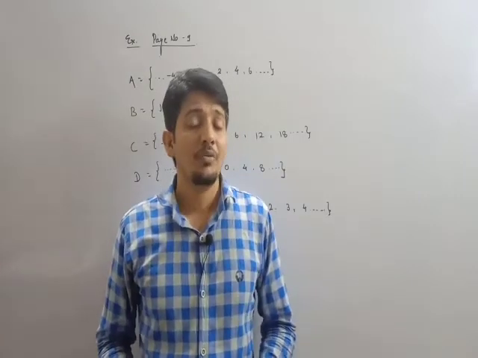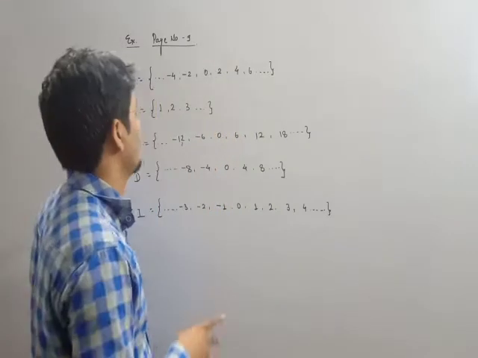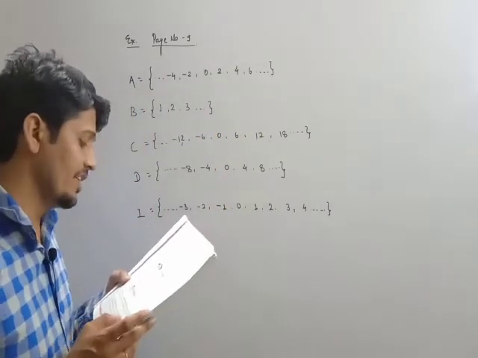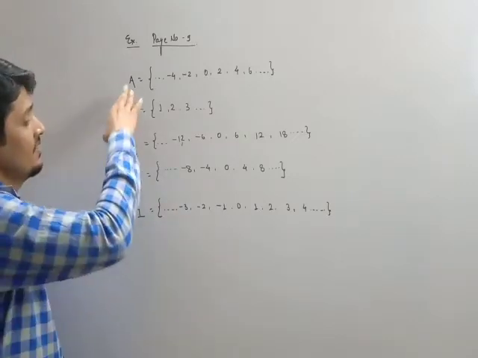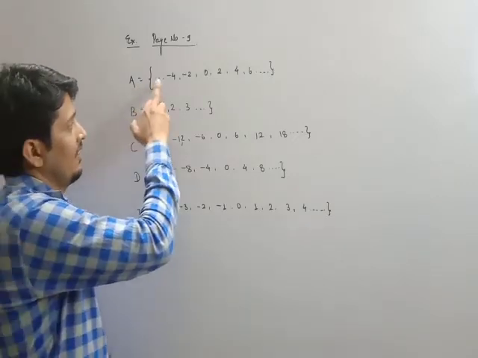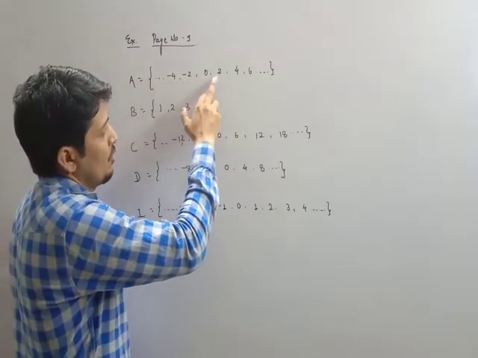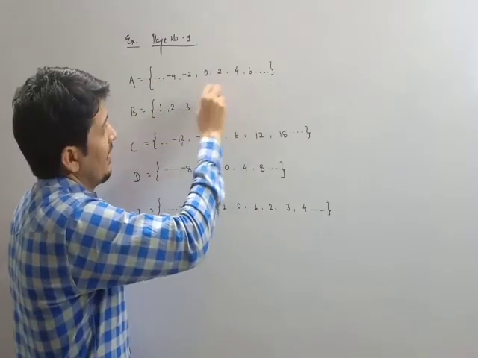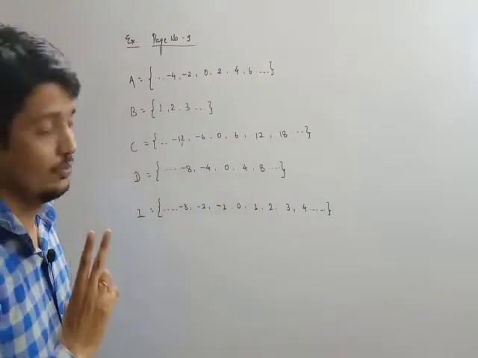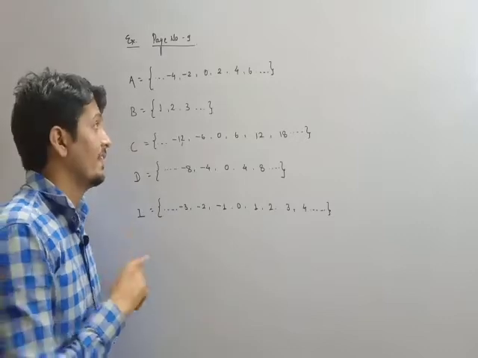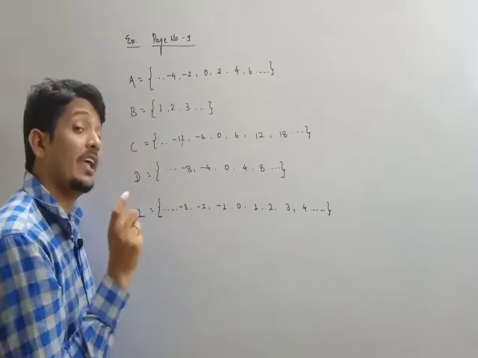So one more example which is given in your textbook page number 9. The question says some sets are given below, and these sets are: set A contains up to infinity -4, -2, 0, 2, 4 and 6. That means all the numbers are divisible by 2. They are divisible by 2. That means they are integers, but even integers.